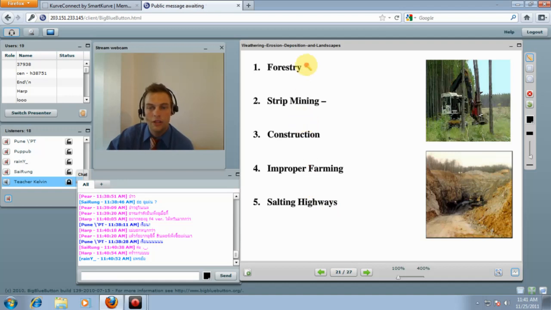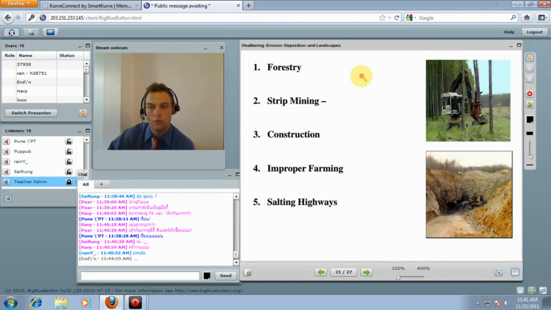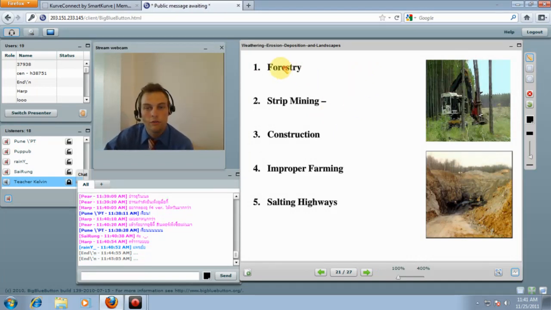Okay, so this is man's influence. This is how man is influencing erosion. So forestry. The interesting thing about forestry is that when trees grow, their roots add structure to the soil.